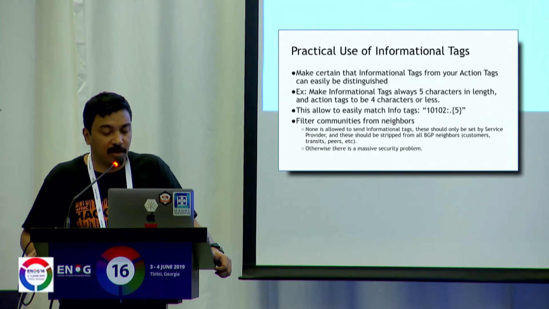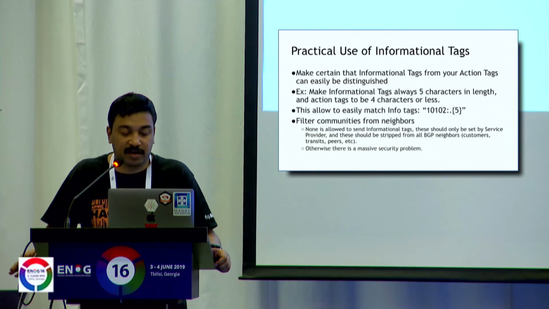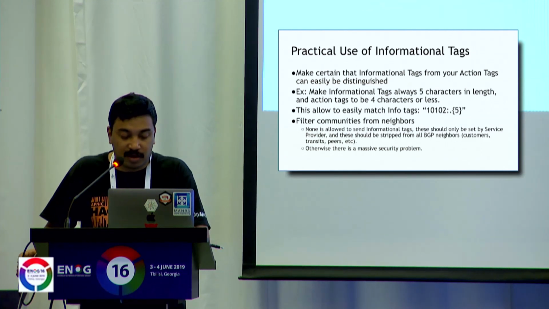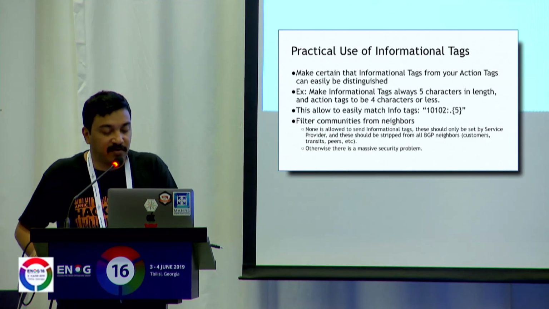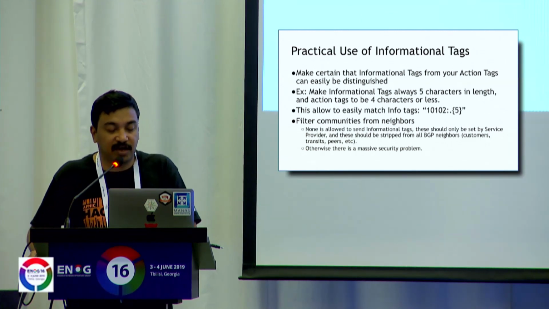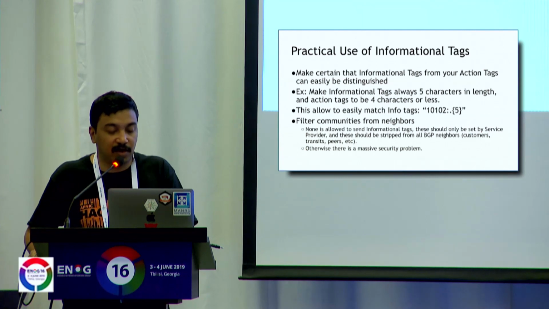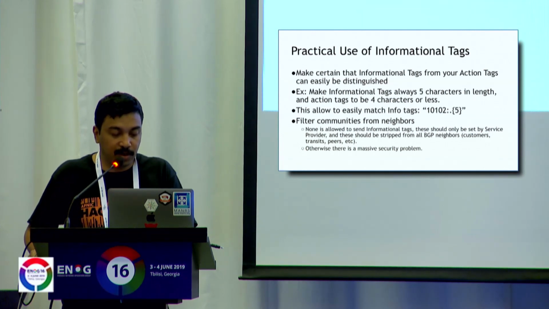No one is allowed to send the informational tags outside to you. They should be stripped from all BGP neighbors, that is customers, transits, or peers, because otherwise that's going to be a massive security problem, and someone might advertise other prefixes with this information, which will definitely hamper the traffic within your network or external to your network.